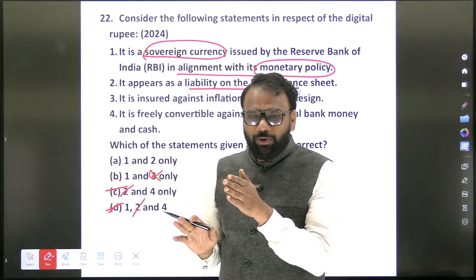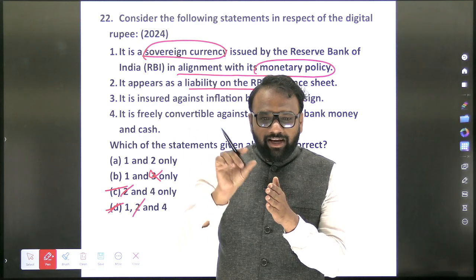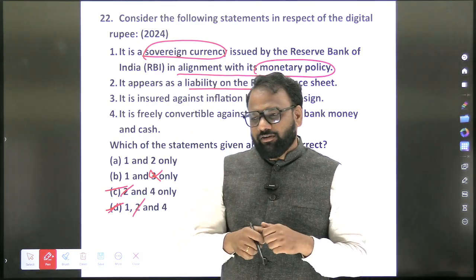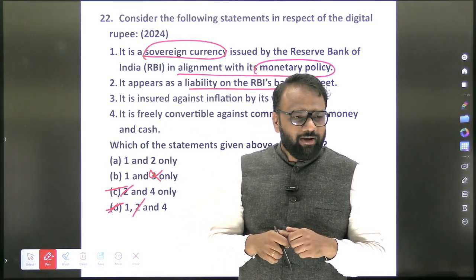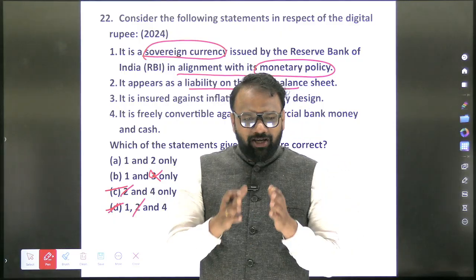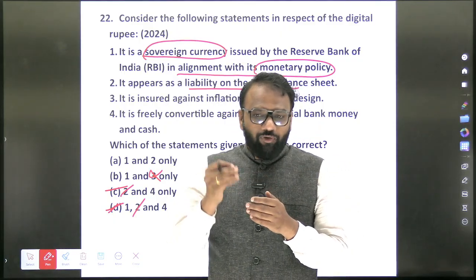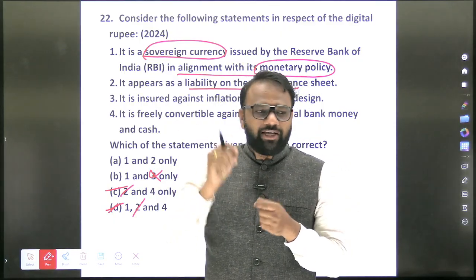When for 3 consecutive quarters they are not able to maintain the range of inflation. What is the ideal range of inflation? 4 plus or minus 2%. Okay, so all these things you should be able to revise. Now when it comes to deeper aspect, to what extent we have to go?